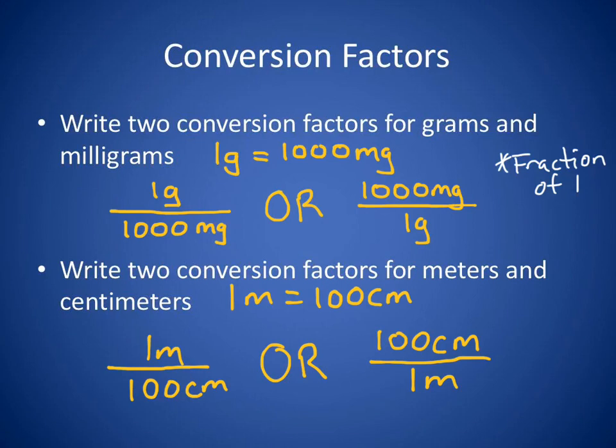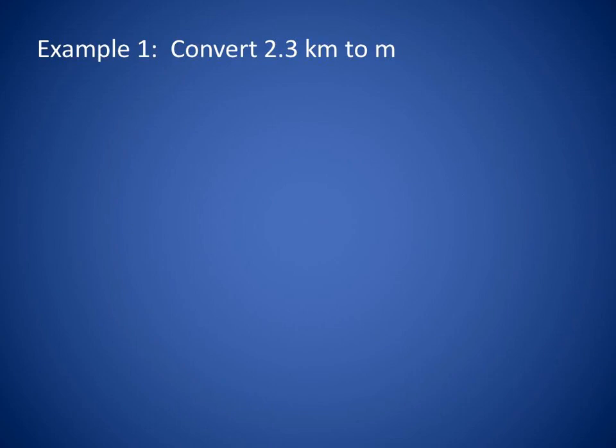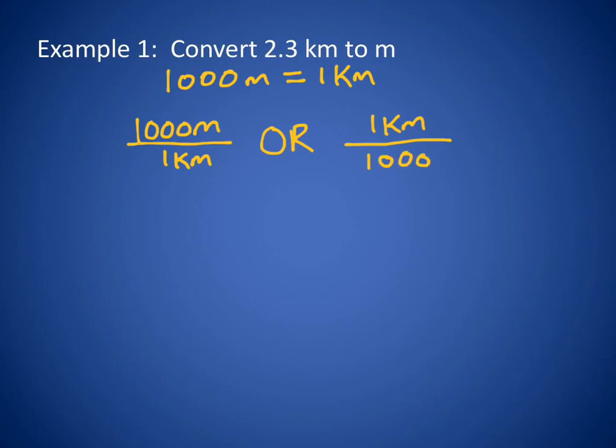Why are we learning this? I'll show you in just a second. So here's your first example problem. If I want to convert 2.3 kilometers to meters. 2.3 kilometers to meters. First off, I have to do what we just did. How many meters are in a kilometer? 1,000. 1,000 meters, 1 kilometer. Okay? So I'm going to write two conversion factors here. The first one is 1,000 meters over a kilometer. Or I could write that as 1 kilometer over 1,000 meters. Two possibilities.